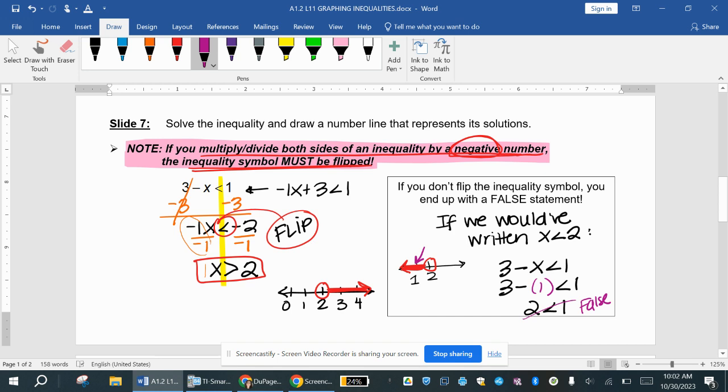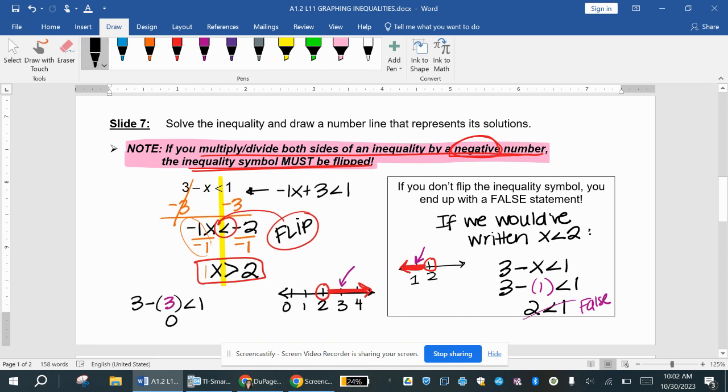The correct answer would be something like 3. So if I substitute 3 into the original problem, 3 minus 3 is 0, and 0 is less than 1, and that's true. So you have to flip the inequality if you multiply or divide both sides by a negative.